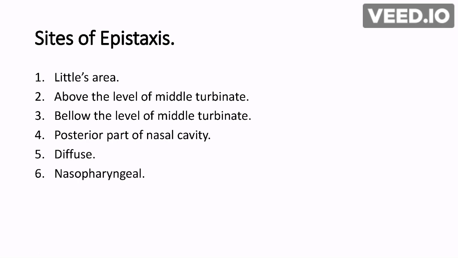Epistaxis can arise from different parts apart from Little's area. It can come from above and below the middle turbinate, a posterior part of the nasal cavity. It can be diffuse, or it can come from nasopharyngeal area.